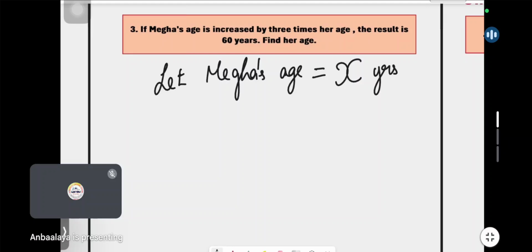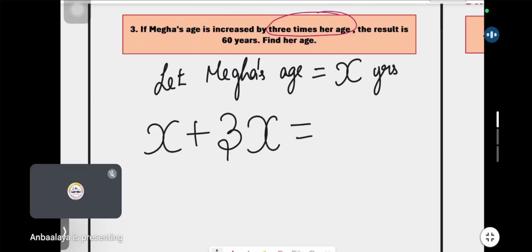What is given means Megha's age is increased. X plus 3. Increased means what we should put? Plus sign. Plus 3 times means we need to multiply. Whenever you have this word times, 5 times 6 means 5 into 6. So here 3 times her age means 3 into X. What is her age? X. 3X.